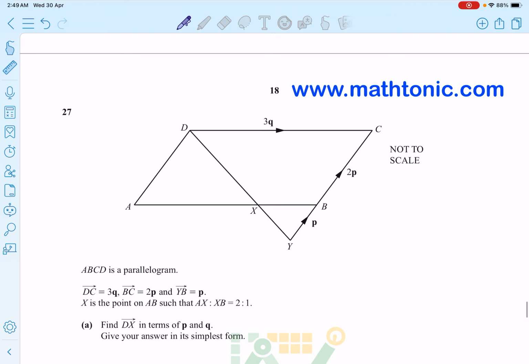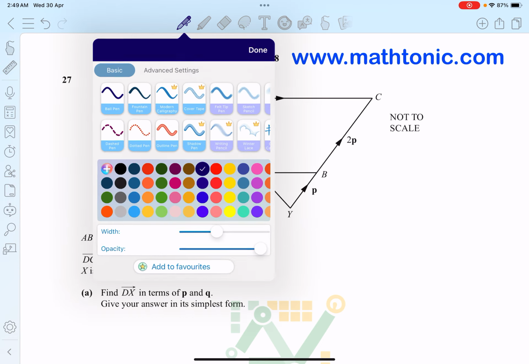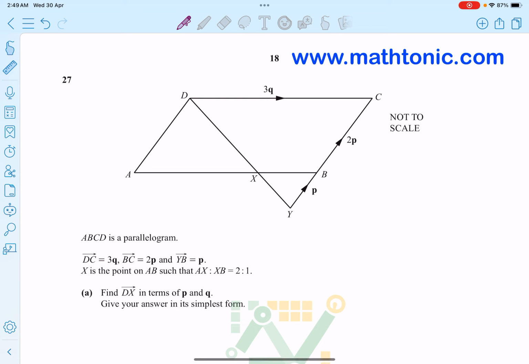Yes. Next question is about vectors. So how to do this? The question says ABCD is a parallelogram. Then DC is given as 3q, BC equals 2p, which is given here. X is the point on AB such that the ratio AX to XB is 2:1. What does it mean? It means AX contains two parts and XB contains one part. That is what ratio means. Now, DC is parallel to AB.